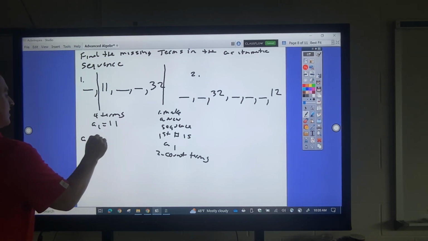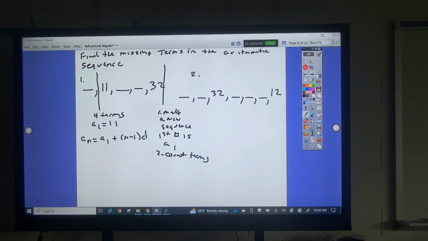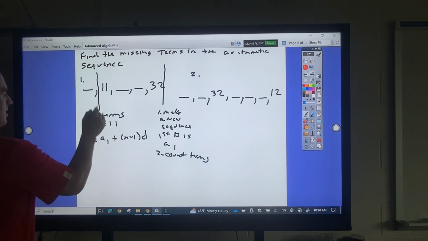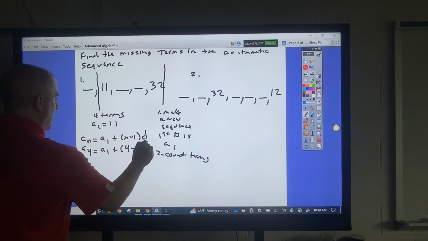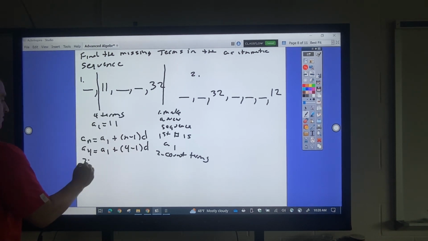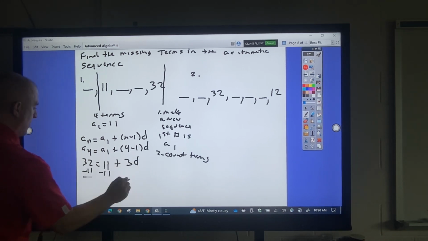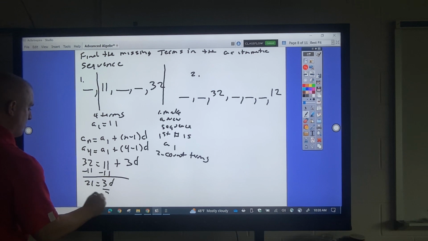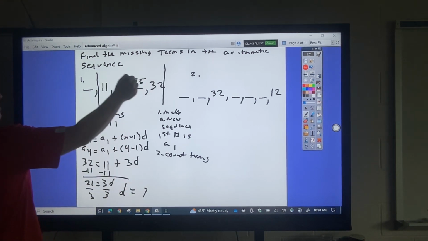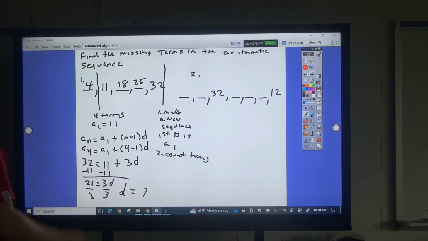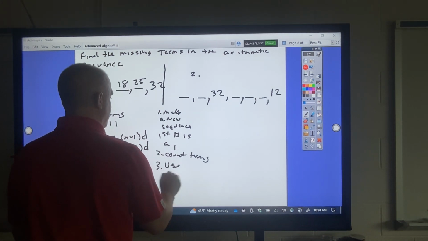So I can use this formula to help me, because if I know the difference, that's all I'm going to need. I know I've got 4 terms, so I fill that in. A_4 is 32, A_1 is 11, 4 minus 1 is 3. If I subtract, that's 21 equals 3d, divided by 3. The difference is 7. Then I can fill this in: 18, 25, 32. Think about how I would go the other way. Subtract that, and that would give me 4.